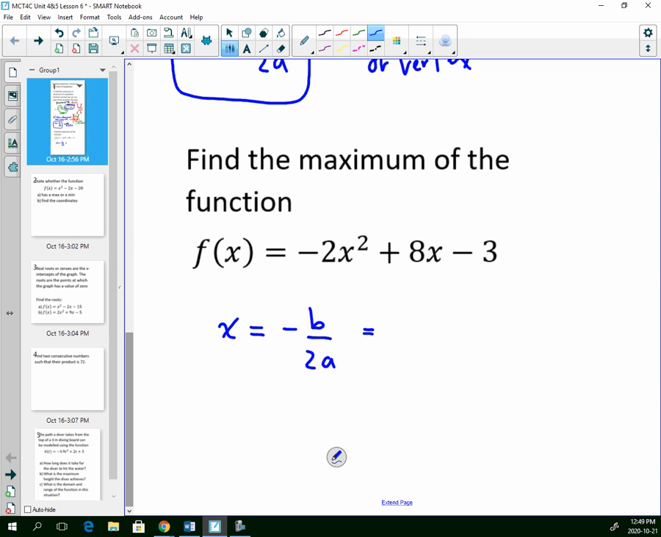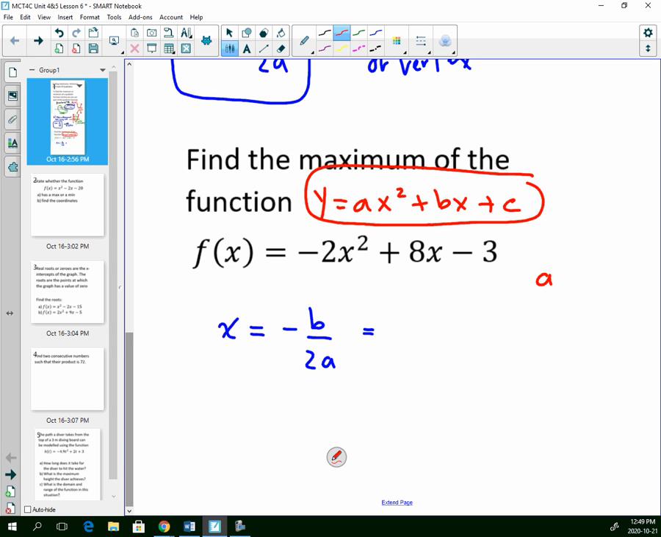So if you think of standard form, ax squared plus bx plus c is standard form. In this equation, the coefficient on x squared is a, the coefficient on x is b, and the number without a variable or a letter is c, the constant. So in this quadratic, the b is 8, and then a is negative 2.